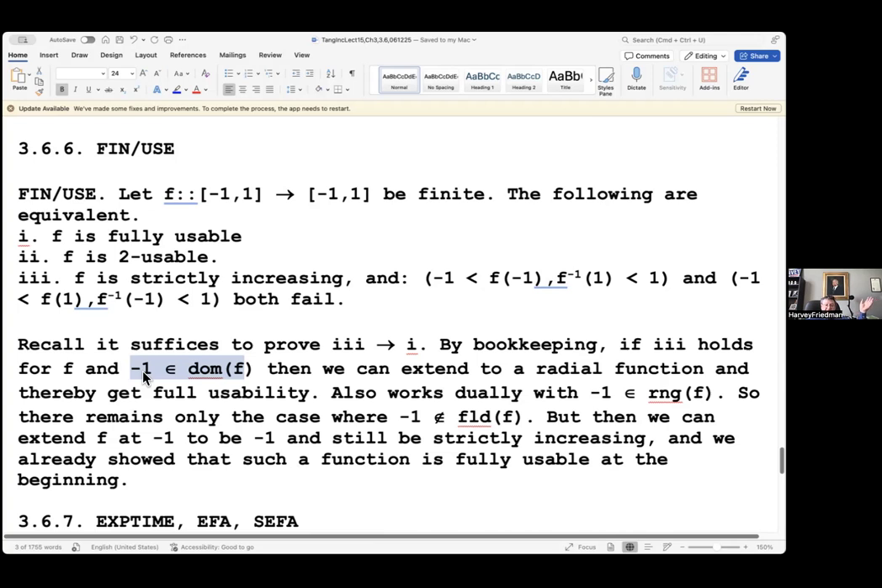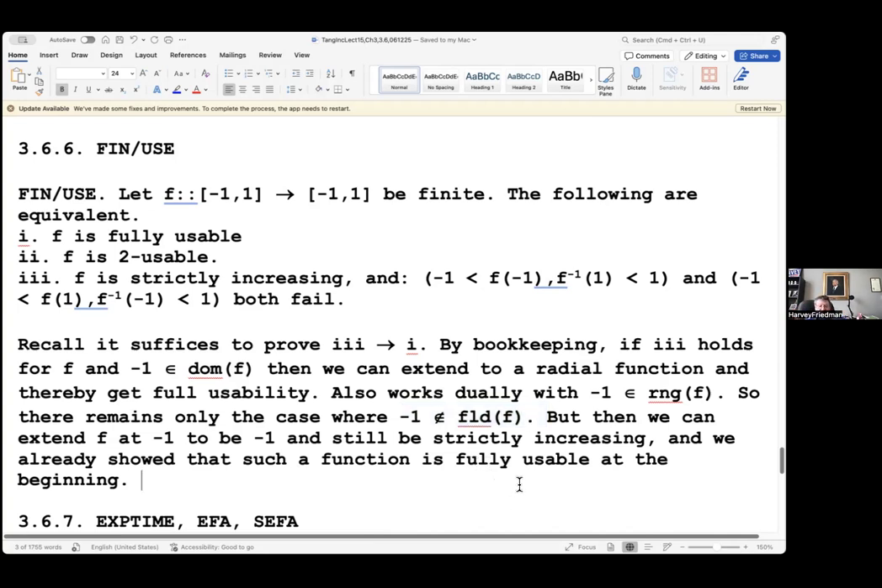We already know that if -1 or 1 is in the domain of F. Now, if neither one holds, that is, -1 is in the domain of F, or -1 is in the range of F, sorry, if neither one holds, then -1 is not in the field, and then we can do an ad hoc argument that we did. Namely, we can extend the function so that its value at -1 is -1, and then invoke almost the very first statement of the talk today on this section.